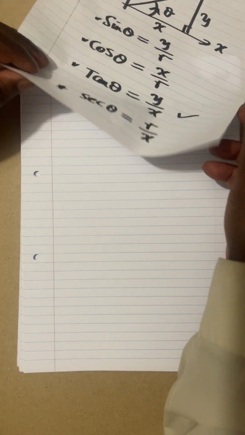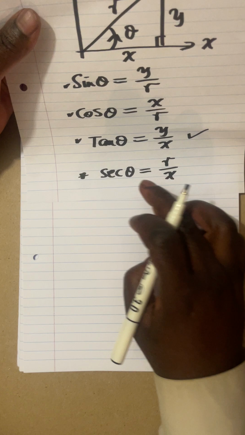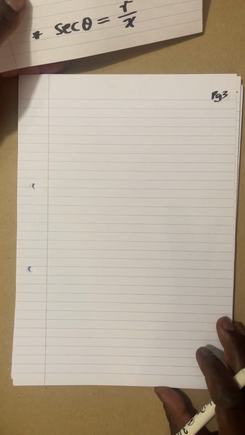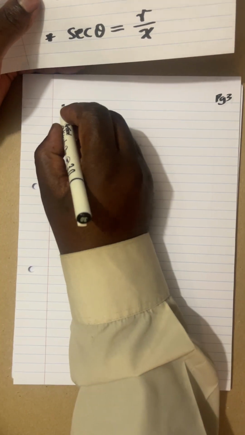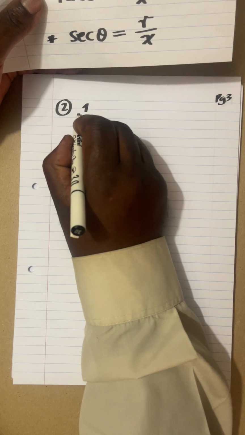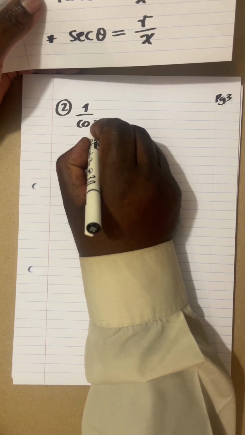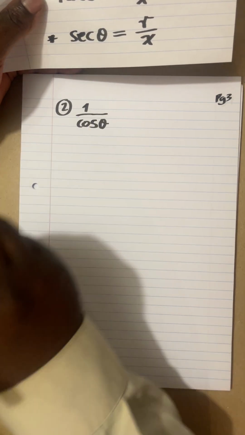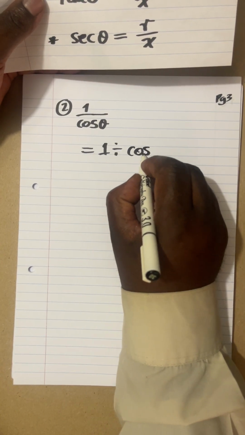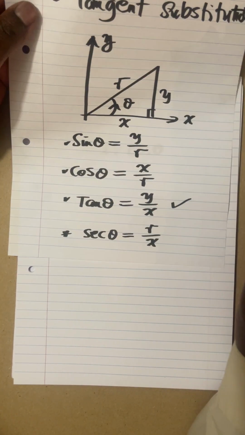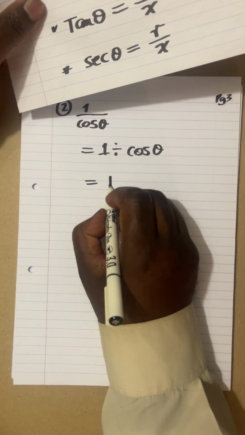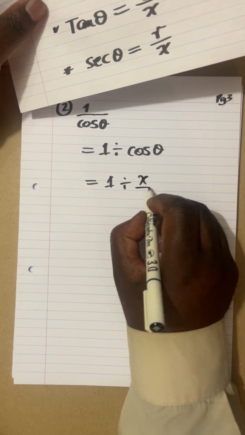Now, I also want to look at result number 2. Let me get to page 3, result number 2, and now I want to talk about secant and cosine. Suppose I divide cosine into 1, I reciprocate cosine. Suppose I have 1 divided by cosine of theta, like this. And what is cosine of theta? x over r. So this changes to 1 divided by x over r.